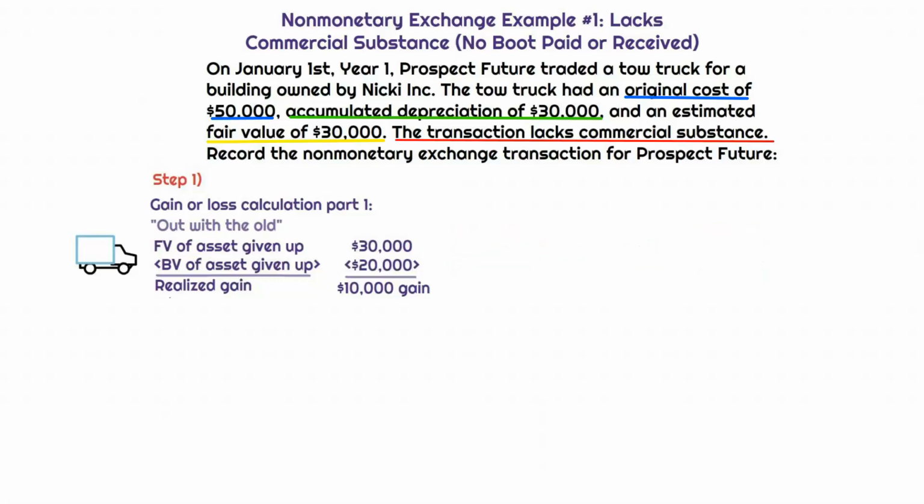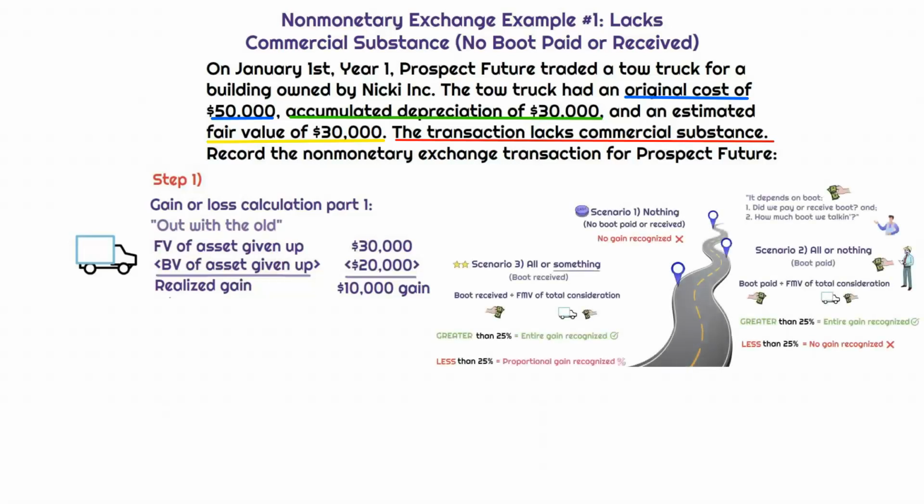Okay, but this is a situation where we lack commercial substance. So we're not done yet, right? The entire gain is not getting recognized today necessarily. Okay, so in most cases, the entire gain is not going to get recognized. All right, so we are going to have to ask ourselves, which scenario is this? Is this the nothing scenario, the all or nothing scenario, or the all or something scenario?